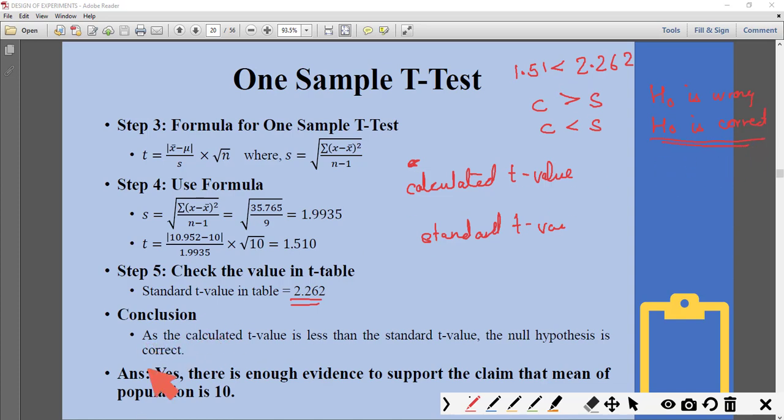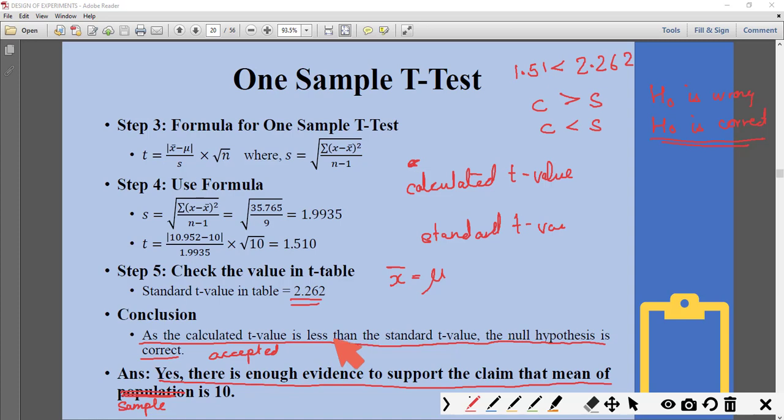So what is the conclusion that we write? As the calculated t value is less than the standard t value, the null hypothesis is correct, or we can write that the null hypothesis is accepted. And what was our null hypothesis? That x bar is equal to mu, meaning the mean of the sample is 10. Yes, there is enough evidence to support the claim that the mean of the sample is 10. So this is the first sum, that of one sample t-test. We will be solving a similar sum in the next video.